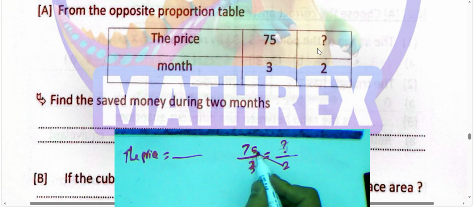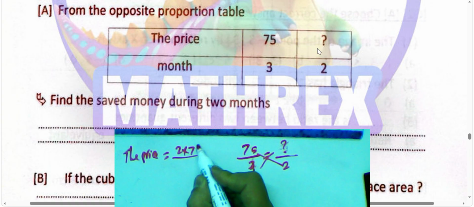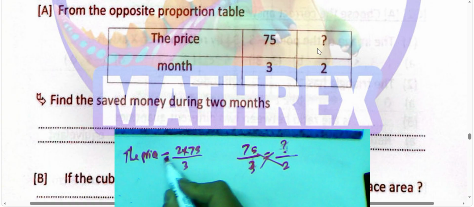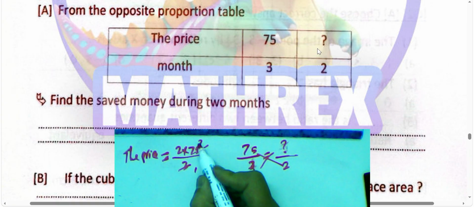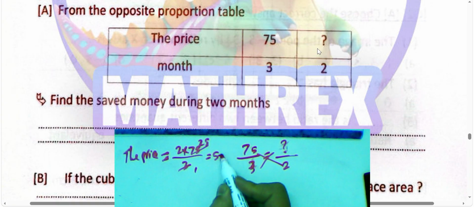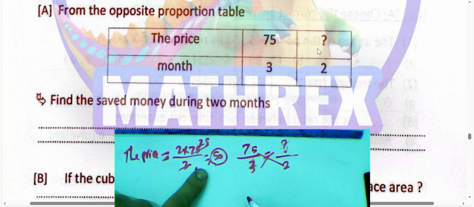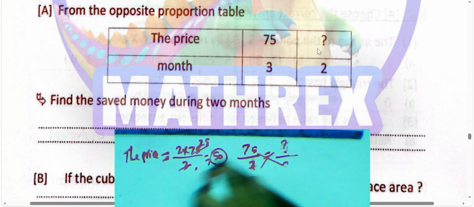The amount equals 2 times 75 over 3. 75 divided by 3 equals 25. 25 times 2 is 50. And the answer will be what? 50. Then the money saved will be 50 Egyptian pounds.